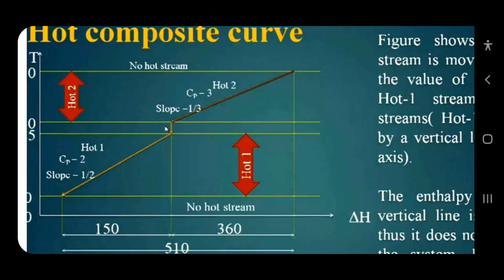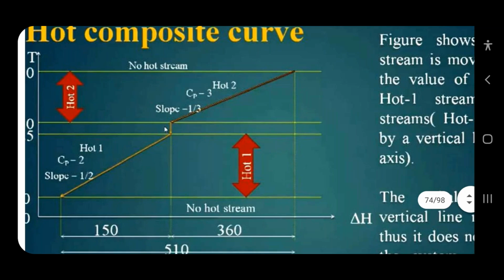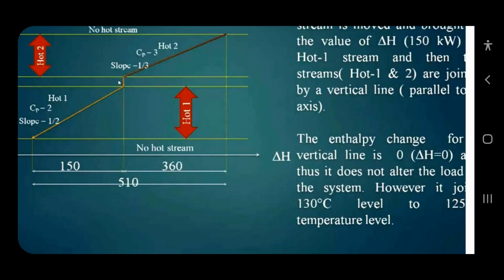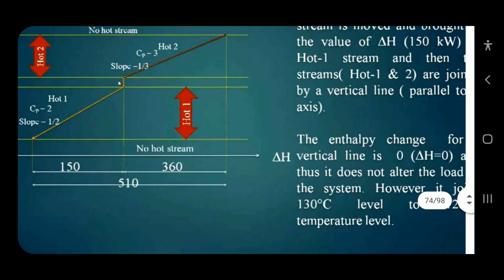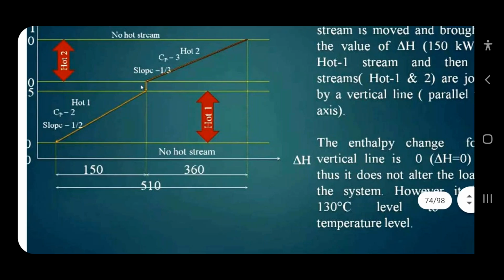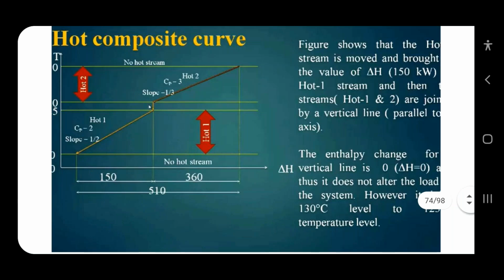So here is the statement: enthalpy change for a vertical line, delta H, is equal to 0. It does not count or alter the load of the system. However, it joins the 130 degrees Celsius level to the 125 temperature level. You must join this by use of a vertical line, but keep in mind that delta H value should be 0 for that small section of that vertical line. Don't count the delta H value. If you count it, your calculation may be wrong.